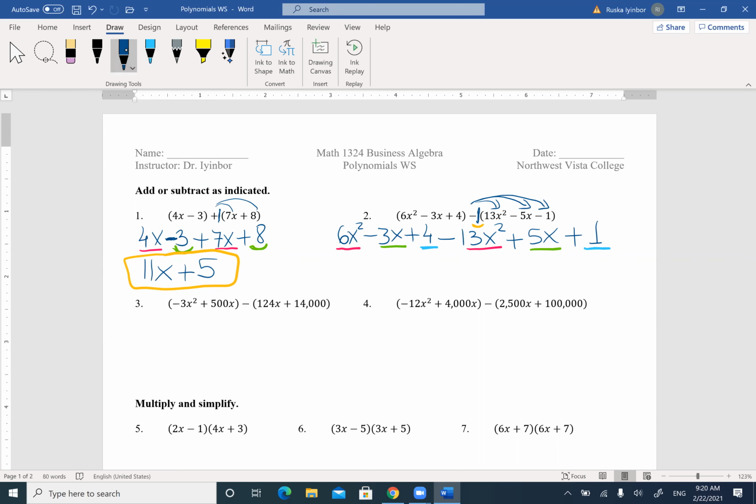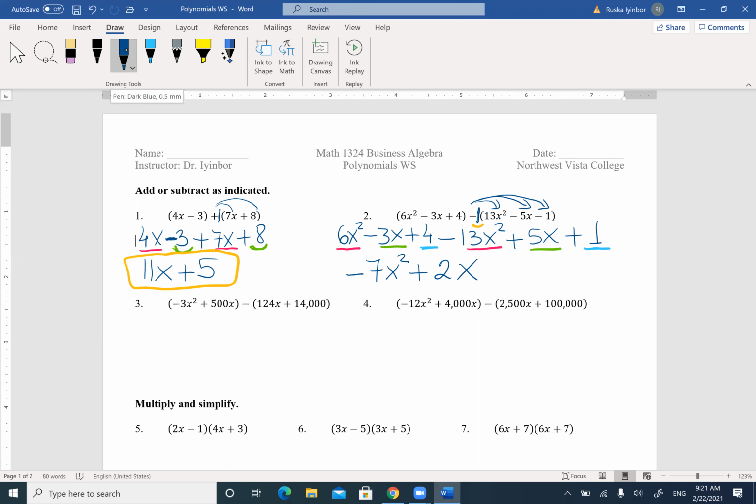So when you combine all the like terms, let's see what you have. 6x squared minus 13x squared. So you're just combining the numbers and keeping x squared. So 6 minus 13 is going to be negative what? Negative 7, and keep x squared. Then we have negative 3x and positive 5x. So you technically do negative 3 plus 5, or 5 minus 3, which is plus 2x. Make sure you do the connection between the terms. If it's positive, it's going to be plus. If it's negative, it's going to be minus between the two terms.